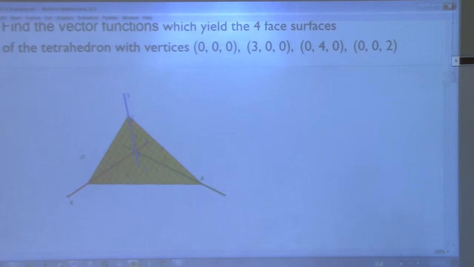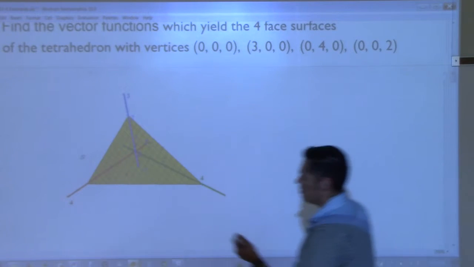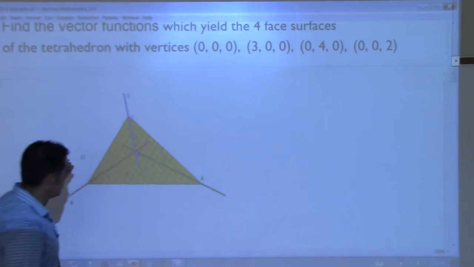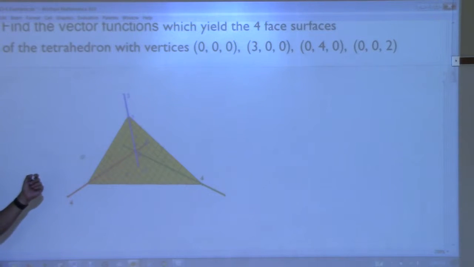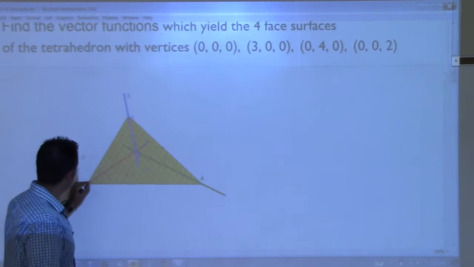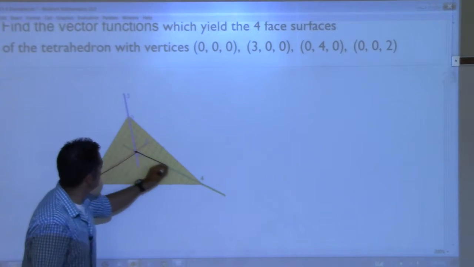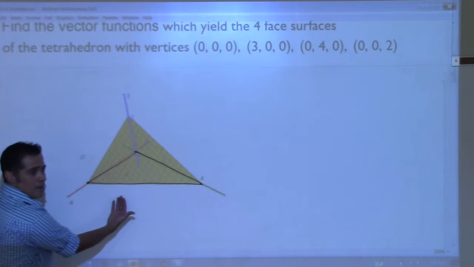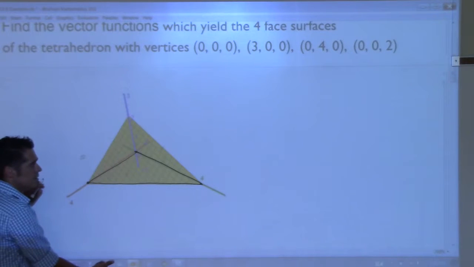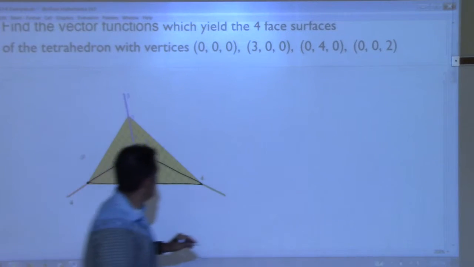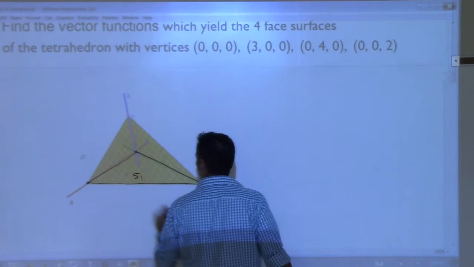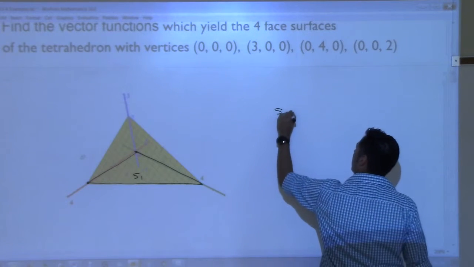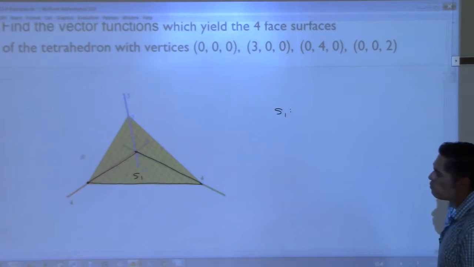Now, we do need to get some idea of what's happening here with these vertices. So why don't we start with this one? You want to start with the ground? The ground goes here, here, here, here. So that's the bottom side of the tetrahedron. Let's call that S1, surface 1. So for surface 1, let's talk about what we've got here.